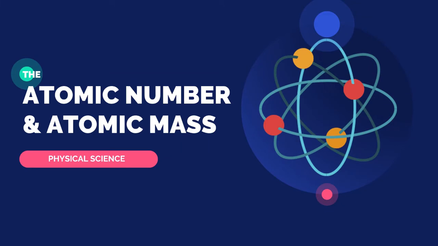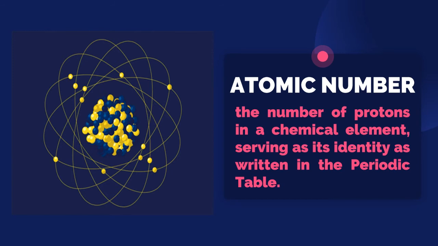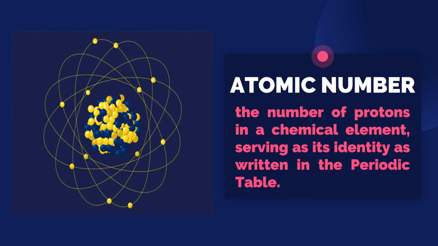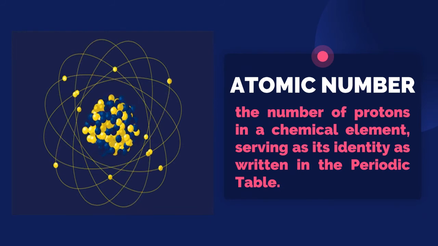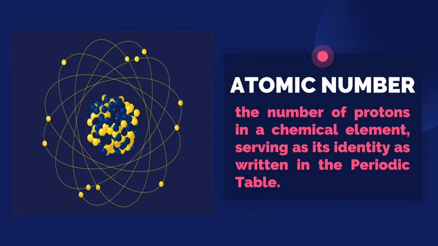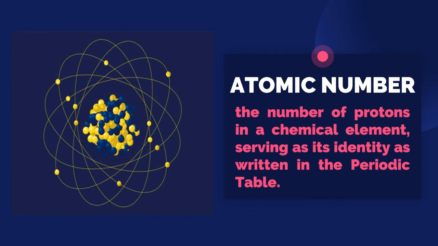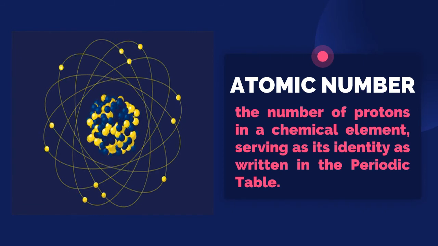Next, we have the atomic number and the atomic mass. I already mentioned these a while ago, so let's go a little deeper into the atomic number and atomic mass. When we talk about the atomic number, it is the number of protons in a chemical element, serving as its identity as written in the periodic table. So if we take a look at the periodic table, the elements are arranged in accordance with their atomic number, which also corresponds to the number of protons.